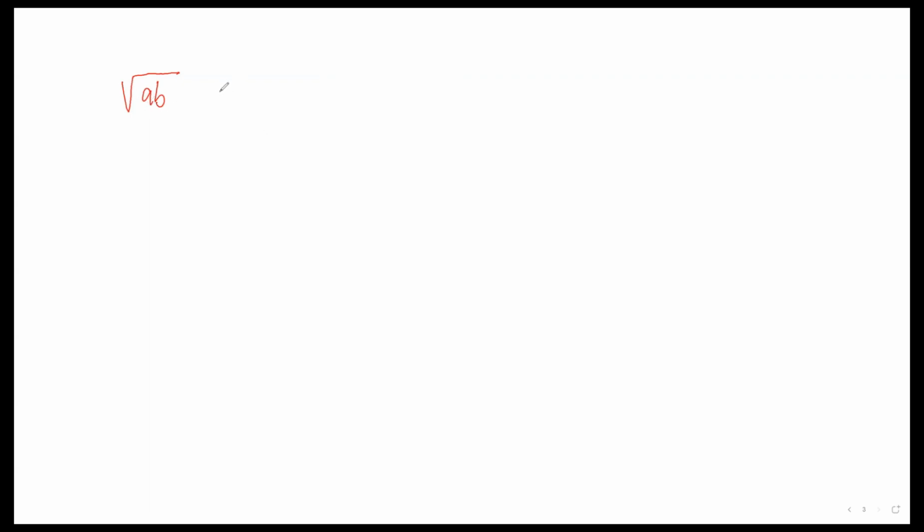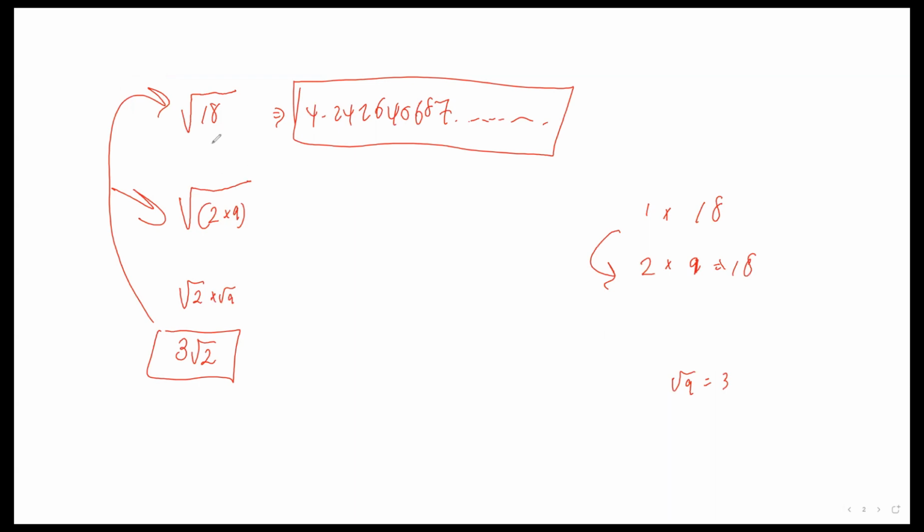This could be expressed as root A times root B, right? And if any one is rootable, you just root it and simplify, right? So that would basically come into this here. You find 2 factors of the number and you root them.